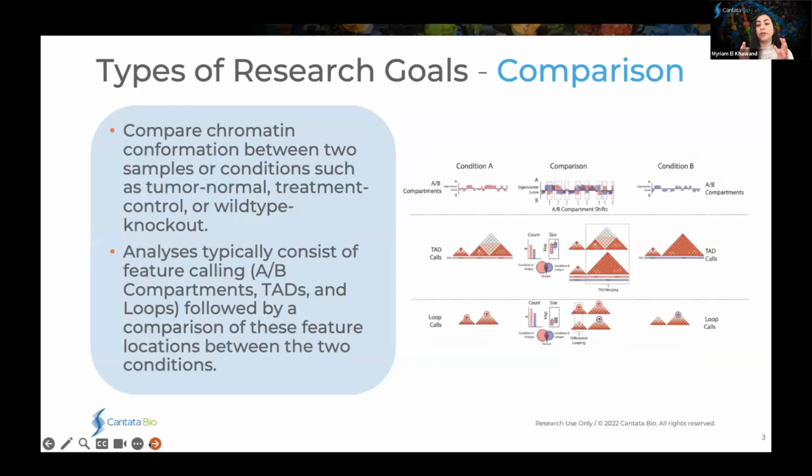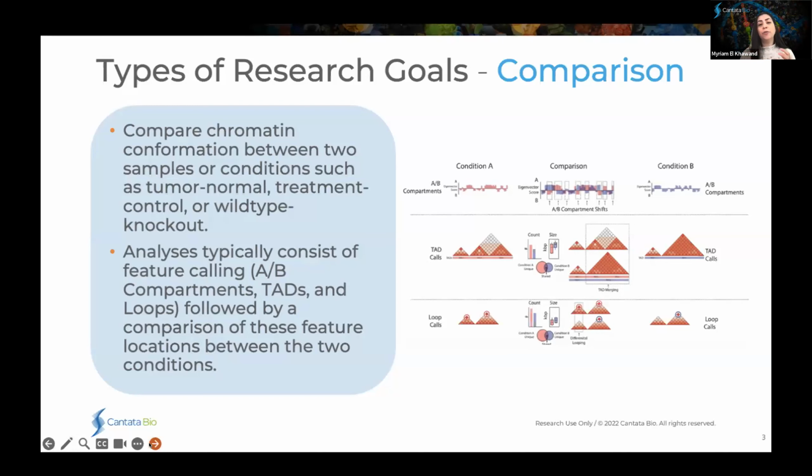If your research goal is more a comparison, you're looking at comparing that chromatin structure between two or more samples or experimental conditions. So here you're still doing a topological feature calling as a first step, but you're taking this one step further to compare the topological features between the samples. So your questions here are more around, has there been any switch from an A to B compartment between the samples? Has there been any disruption of a TAD structure between the samples? What are the loops that were gained? What are the loops that were lost? And what loops or interactions remain the same between these two samples?